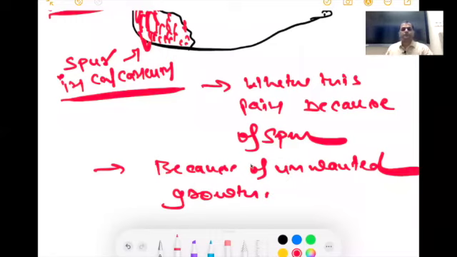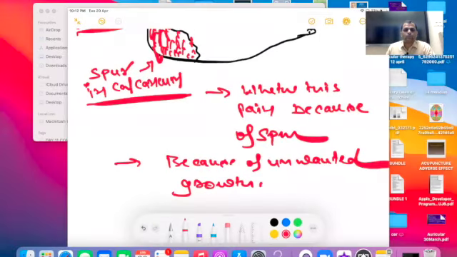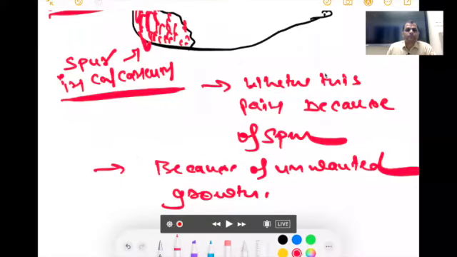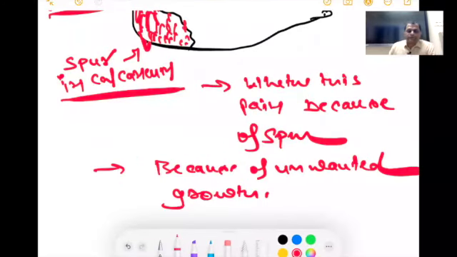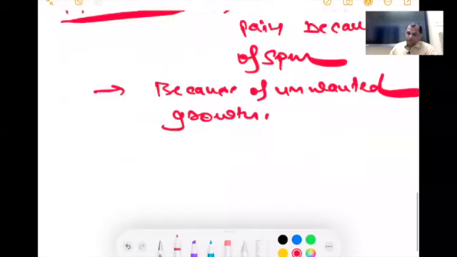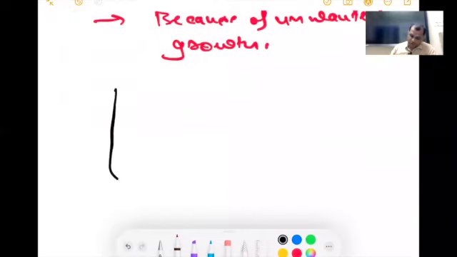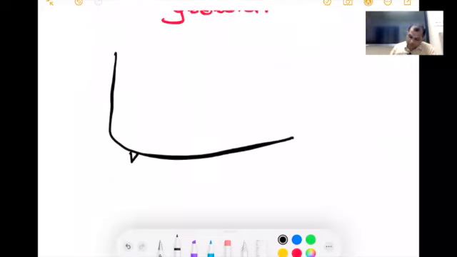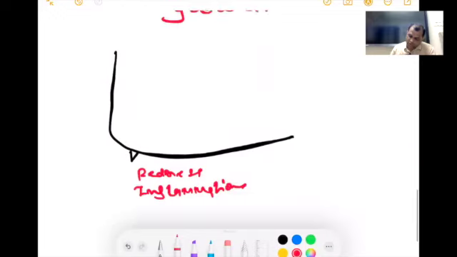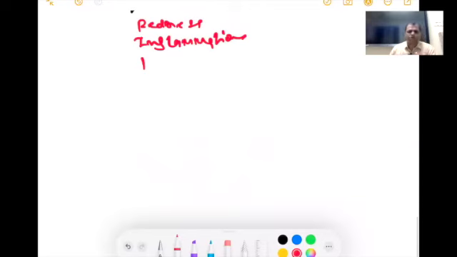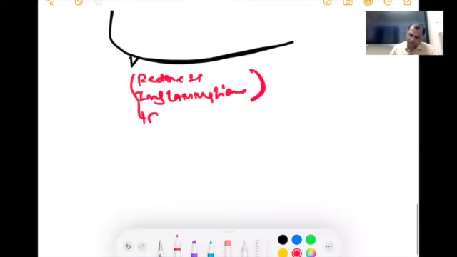So what is the real reason? The answer is no. This pain is not because of the spur. This pain is because there is also some redness, some inflammation, some heat, or something, inflammation around the spur.